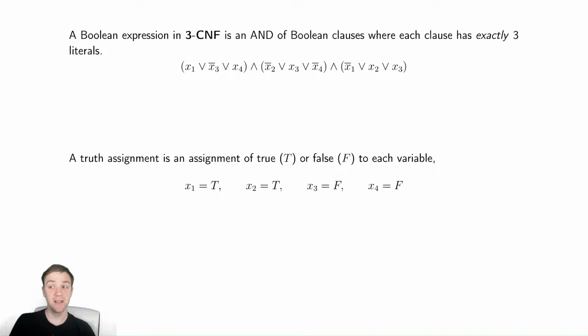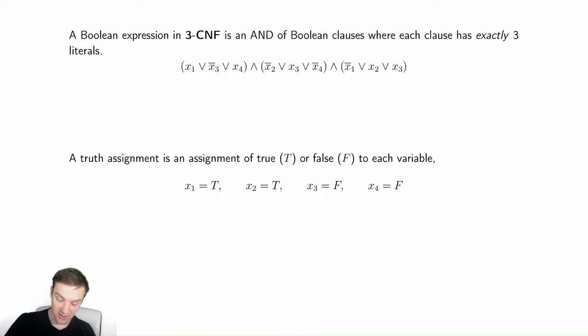We will mention that there is an easier form, which is called 3CNF, which is an and of Boolean clauses where each clause has exactly 3 literals. Very straightforward. Just limit yourself to having 3. In fact, you're always going to ensure you have exactly 3. A truth assignment is choosing true and false for those literals.